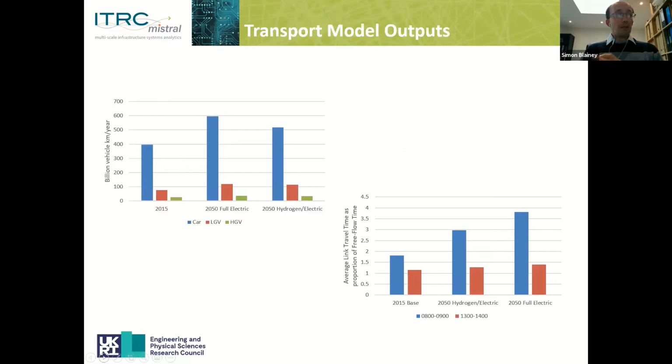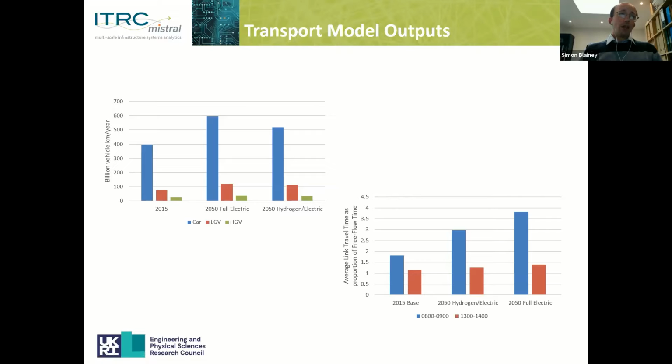So I've just briefly presented some of the key outputs from the model here. On the left, we've got total vehicle kilometers for different vehicle types, first of all in 2015 and then in 2050 with our two different strategies. And you'll see that the full electric strategy has a substantially higher level of vehicle kilometers than the mixed hydrogen and electric strategy. This is primarily because electricity is assumed to be a cheaper fuel. The cost of travel is therefore lower, and therefore people travel more.